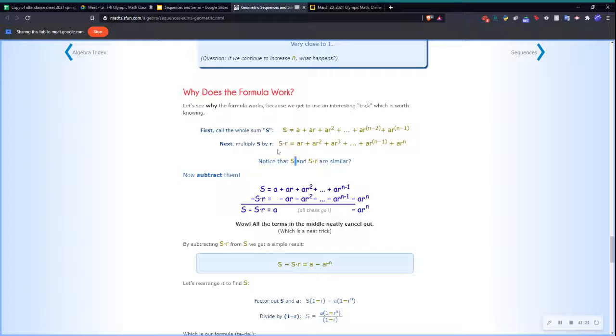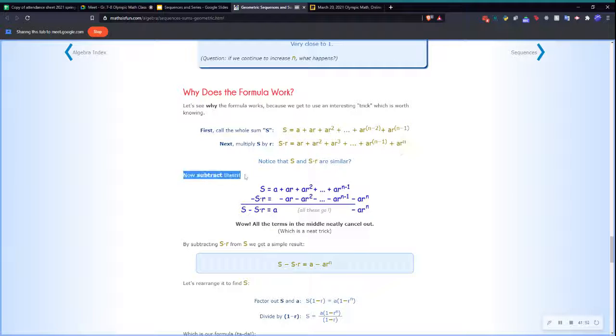Next thing you do is you multiply all the terms by r. That's what you do right here. So now you have Sr is equal to ar plus ar squared. So notice that a becomes the next term, ar also becomes the next term. Sorry, like the first term becomes the second term of the original sequence. The second term right here becomes the third term of the original sequence, and so on. And then at the end, you would get ar to exponent n.